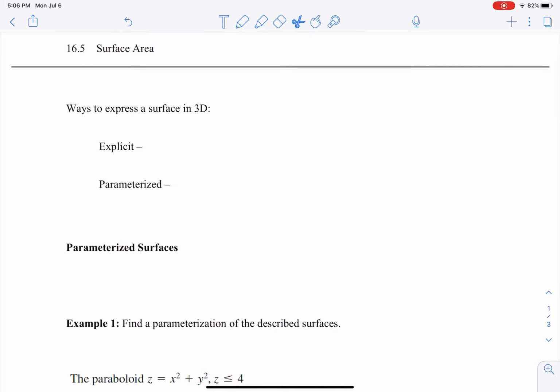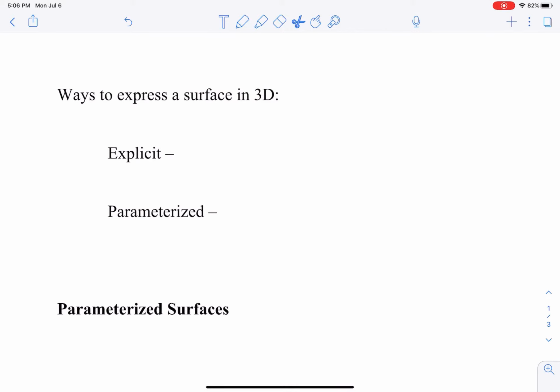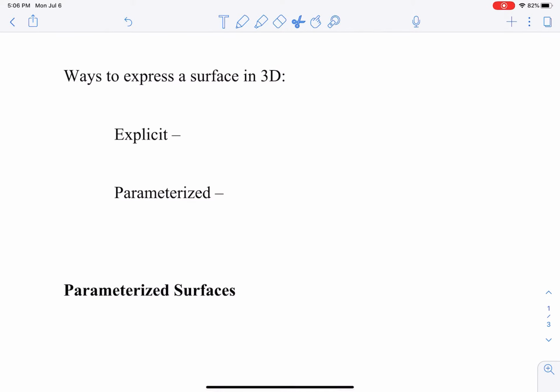So looking at chapter 16.5, we're going to be looking at the idea of surface area in 3D. There's a couple different ways that we've looked at viewing surfaces and expressing them in the three-dimensional coordinate system. The first one that we've seen a lot of and we're very familiar with is the explicit way to do it. So the first one is explicit.